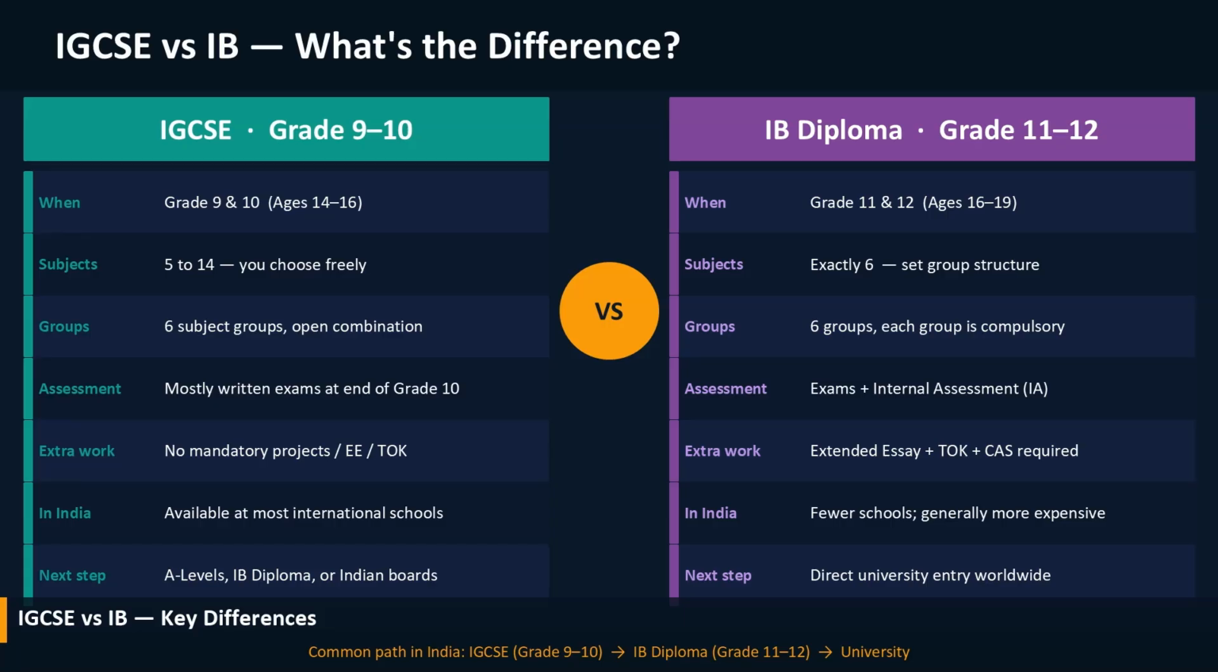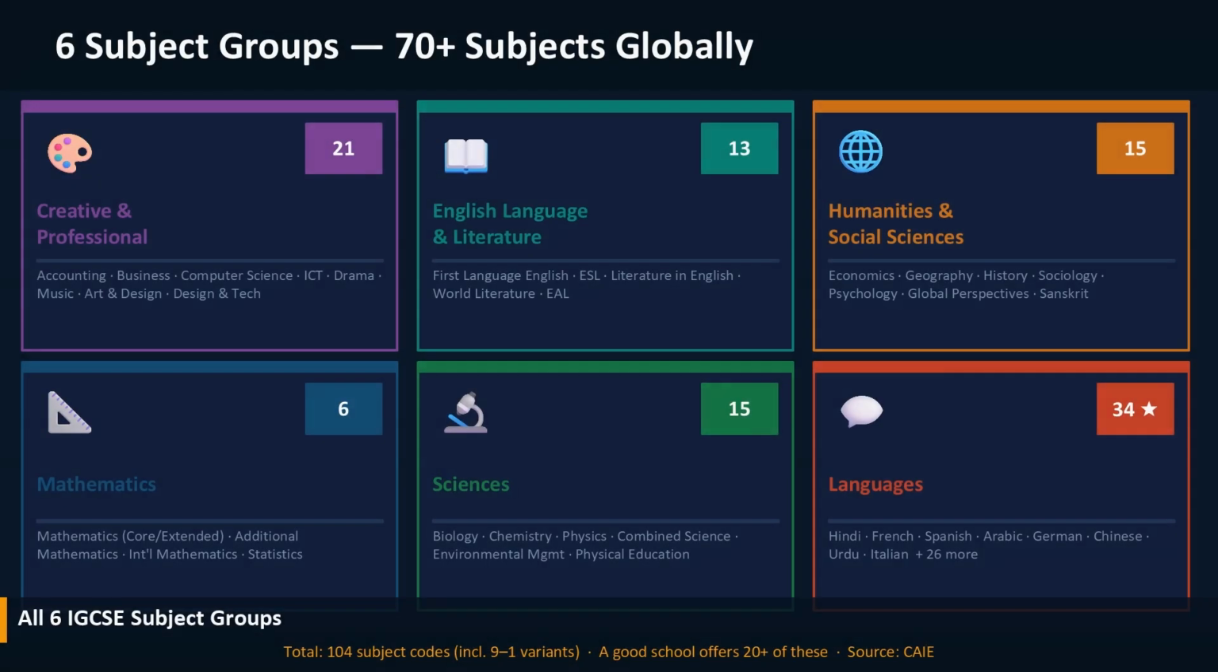All right, let's look at what Cambridge IGCSE actually offers. All subjects fall into 6 groups, and I'm showing you the actual official list, not a summary, not a guess, the real Cambridge subject list. Group 1, Creative and Professional, 21 subjects: accounting, business studies, computer science, ICT, design and technology, drama, music, art and design, food and nutrition, enterprise, travel and tourism.